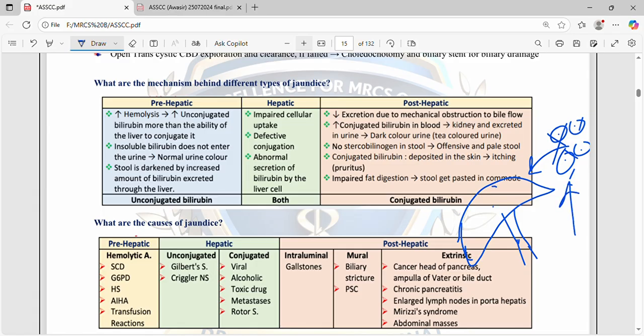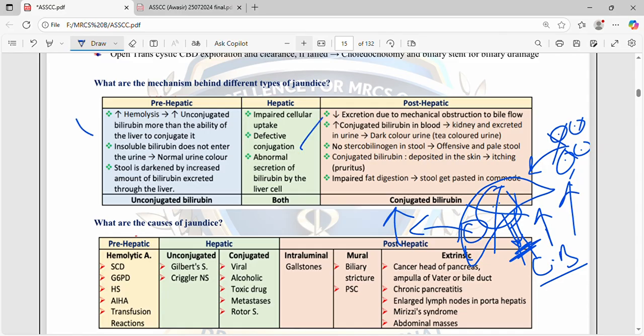It can occur in the hepatic phase. This will be conjugated bilirubin, and conjugated bilirubin will go high. It can also be post-hepatic, which is also conjugated bilirubin. So prehepatic is unconjugated, hepatic is mixed, and post-hepatic is conjugated. Prehepatic has increased hemolysis and unconjugated bilirubin, more than the liver's ability to conjugate.